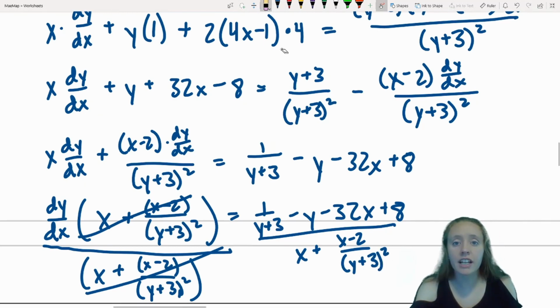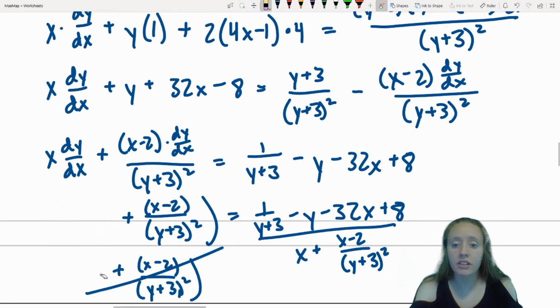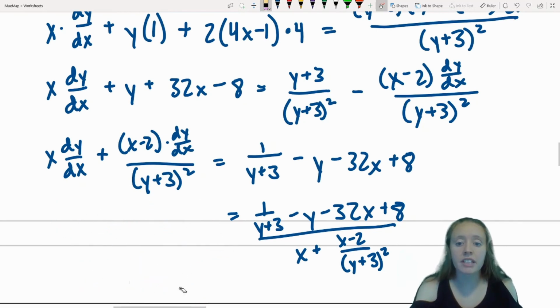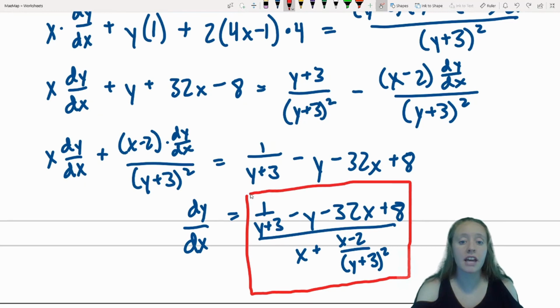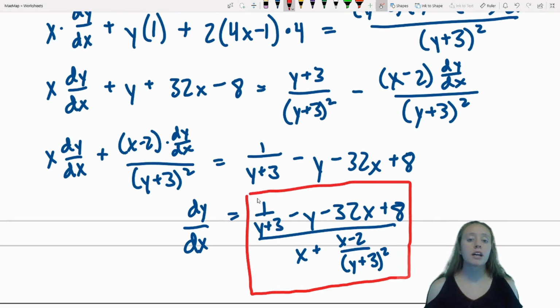And so I don't have to write this out again, I'm going to go ahead and erase all this left-hand side and just write my dy/dx. So my dy/dx is going to be 1 over y plus 3 minus y minus 32x plus 8 all over x plus (x minus 2) over (y plus 3) squared. So this problem will be simplified down if you find common denominators among your numerator and your denominator and then distribute throughout. However, let's continue on for the sake of time.